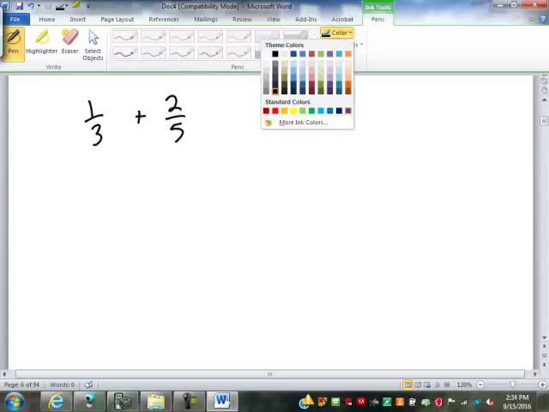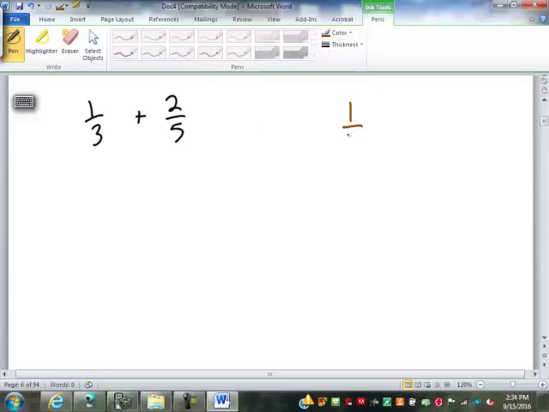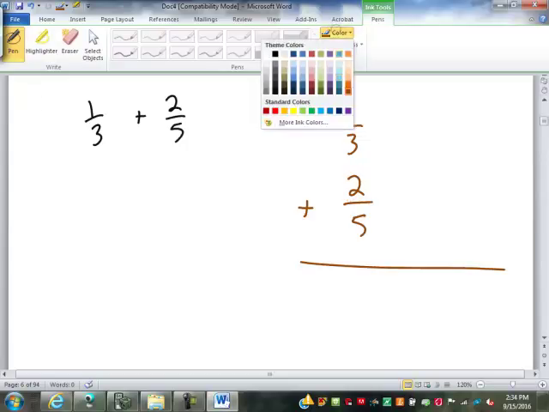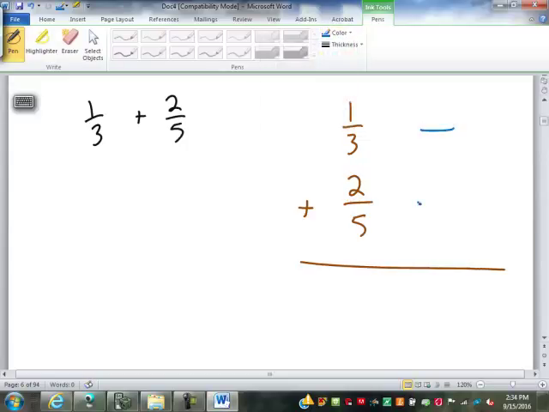Those cannot be added or subtracted right now because they have different names. Now I'm going to set them up vertically just because that's how I'm used to adding. If you're used to adding horizontally, that's fine with me. But the first thing we need to do is figure out what name we're going to change those to so that they are the same. Now some of you can probably look at it and just say what?